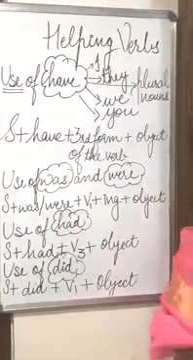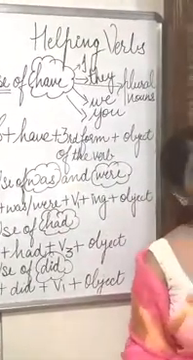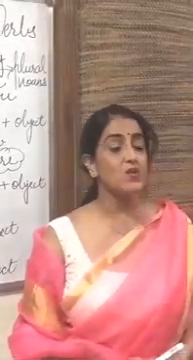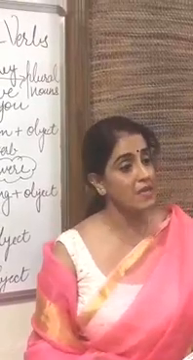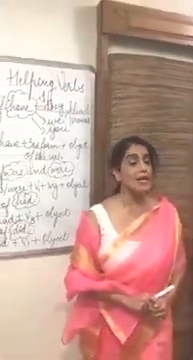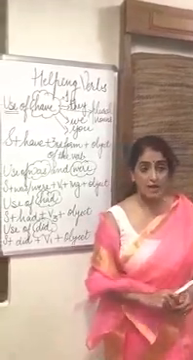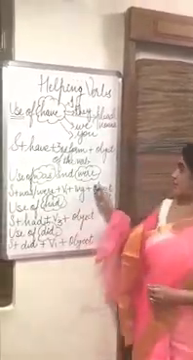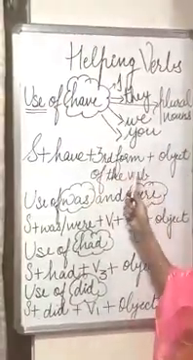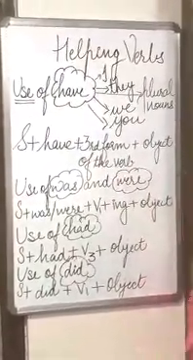Let me give you some more examples. They have helped us. We have done our best. You have passed the examination. Riya and Rohan have completed their work. Riya and Rohan, plural nouns. As I said, plural nouns plus have plus third form of the verb and then the object.